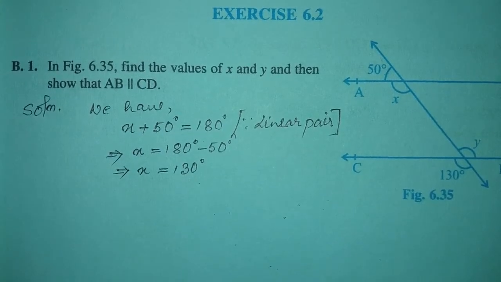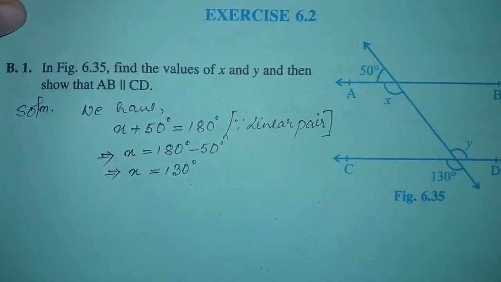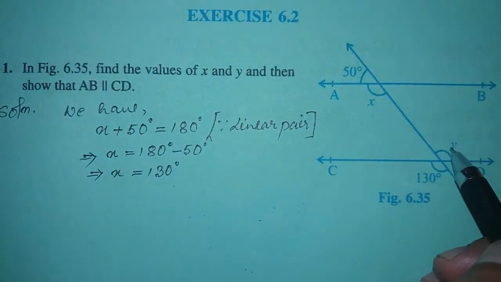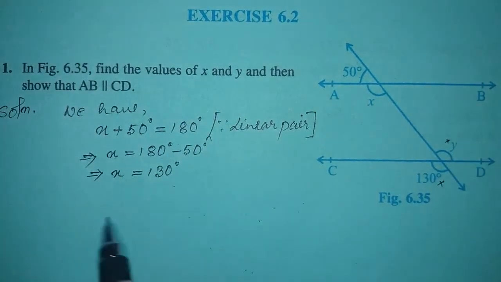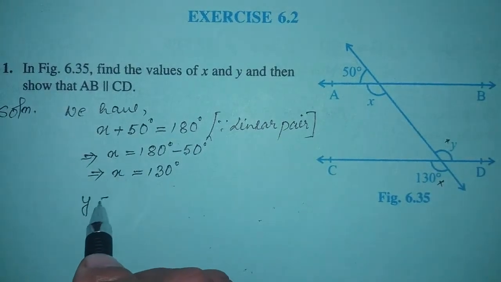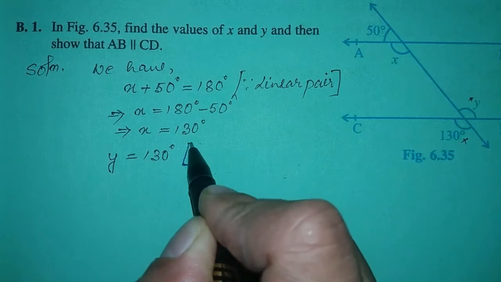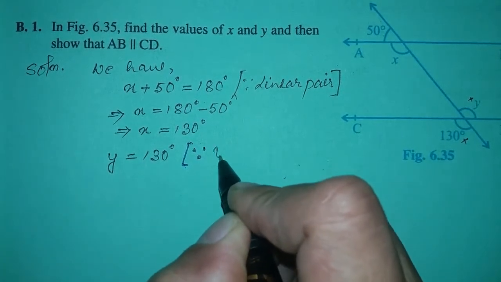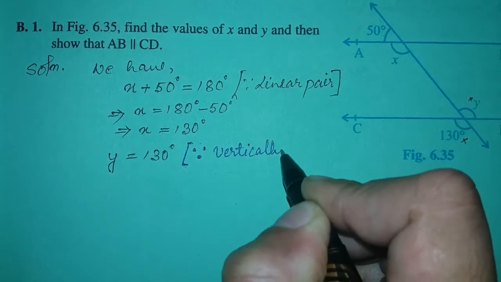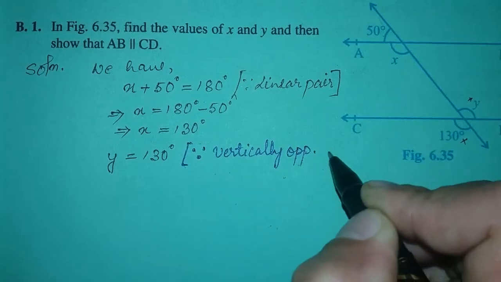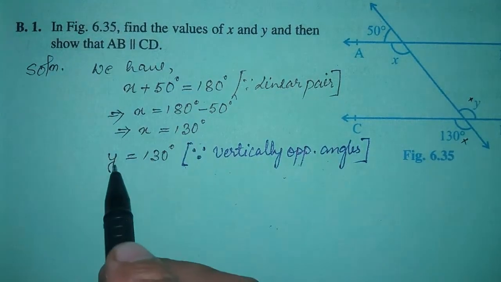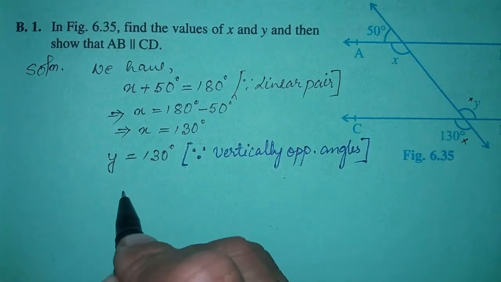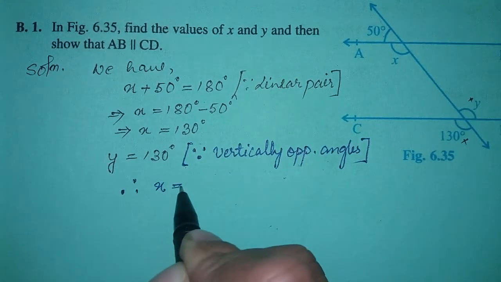Now again here, this angle and this angle are vertically opposite angles. So since vertically opposite angles are equal, y will be equal to 130 degree. So again we can say here y is equal to 130 degree. The reason is that they are vertically opposite angles. Now here x is 130, y is also 130, so x and y are equal, therefore x is equal to y.